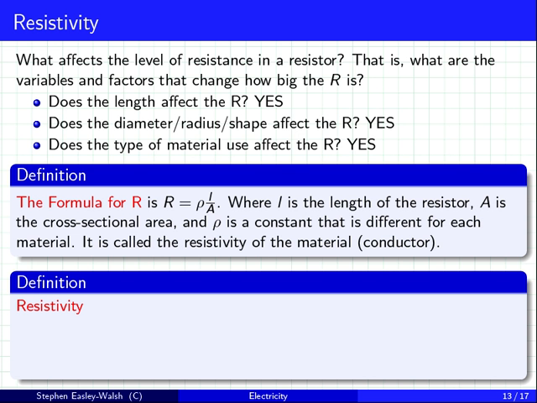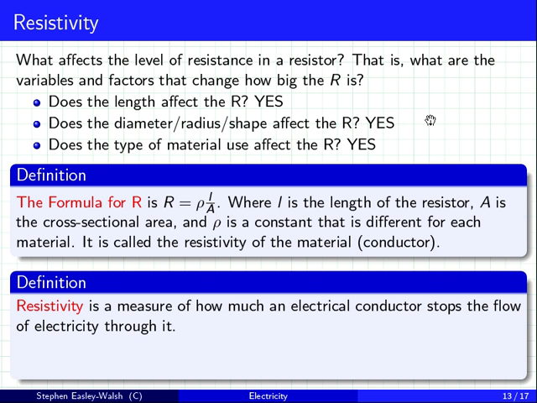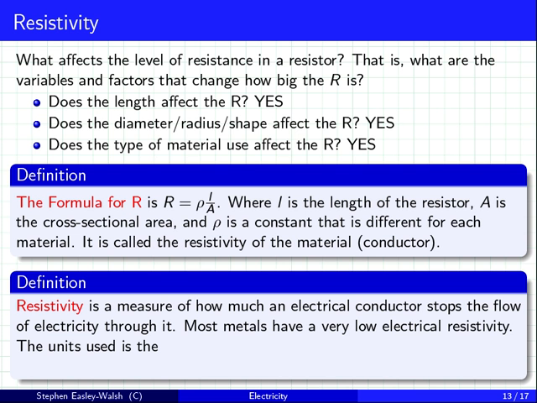You got that? Continue? Okay. Resistivity measures how much an electrical conductor stops the flow of electricity through it. Most metals have a low resistivity. Oh, and the units, you could work it out, not too difficult. The units are the ohm meter.